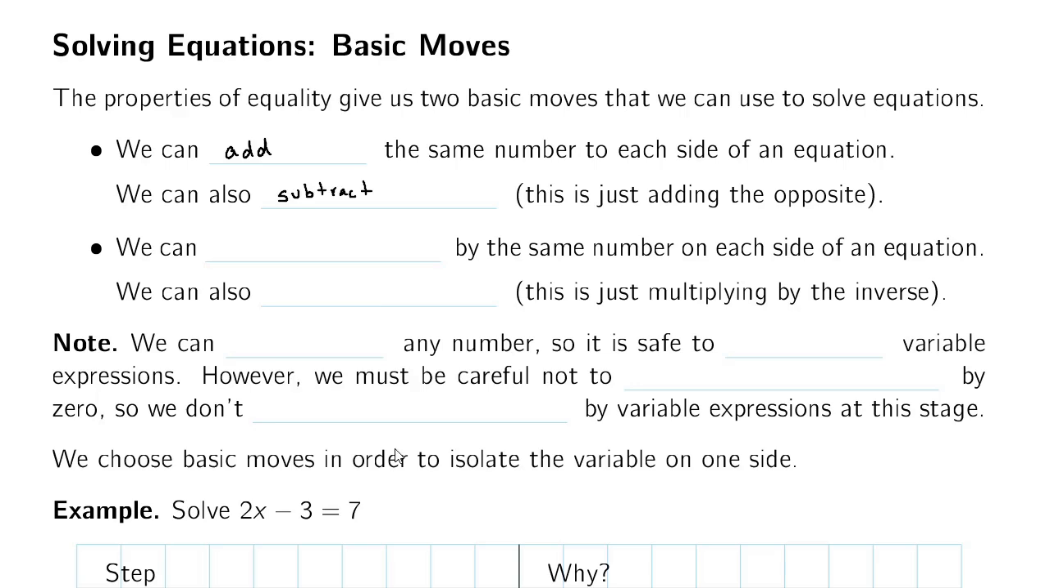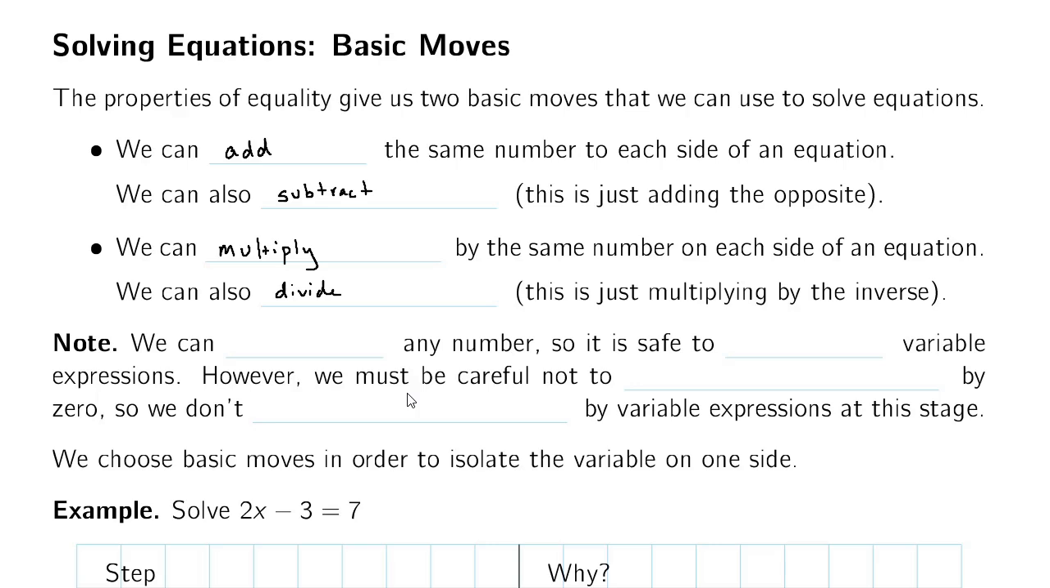The multiplicative property tells us that we can multiply by the same number on each side of an equation. And of course, because dividing is just multiplying by the inverse, we can also divide by the same number on each side. Now, notice that there was a complication in the multiplicative property of equality.